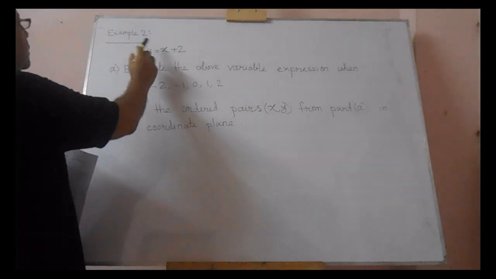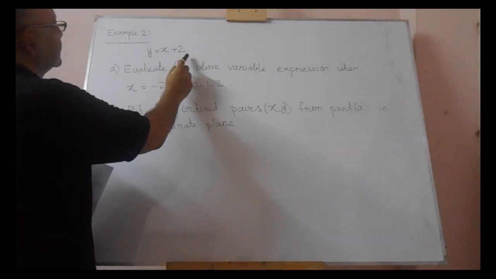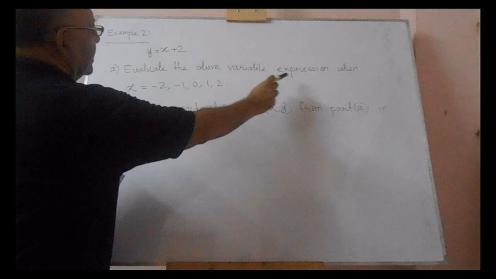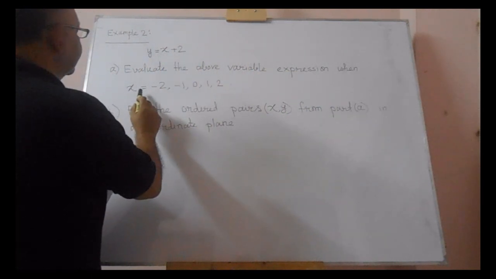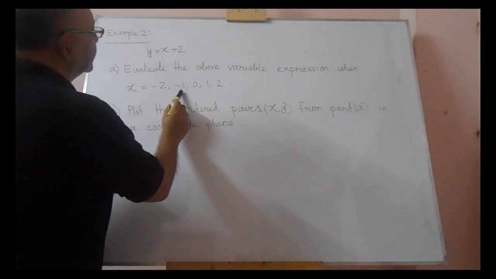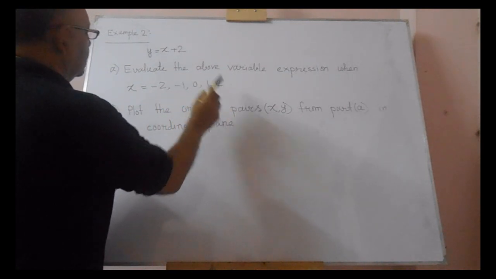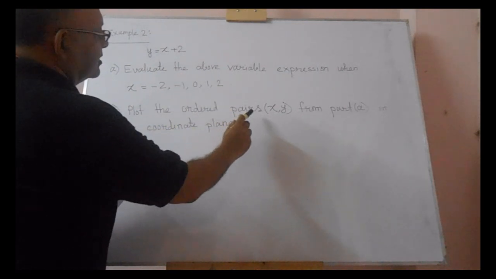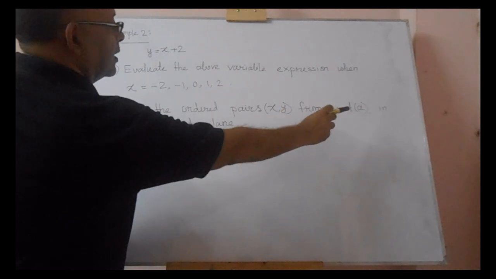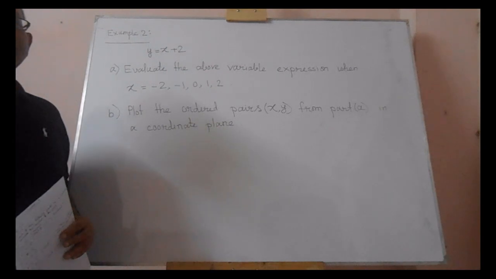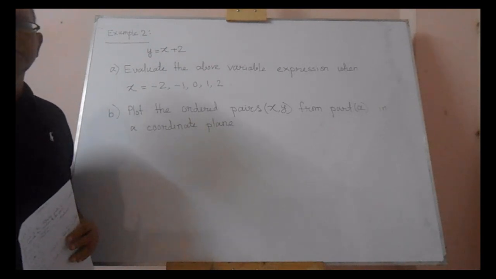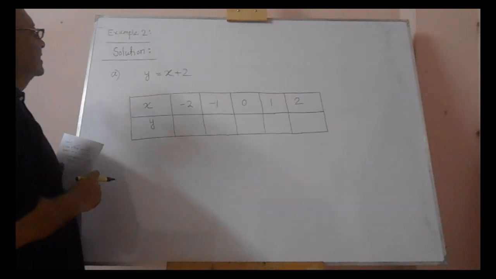This is example 2. Y equals x plus 2. Evaluate the above variable expression, which is y equals x plus 2, when x equals -2, -1, 0, 1, 2. Plot the ordered pairs x, y from part A in a coordinate plane. Now we'll show the solution of example 2.